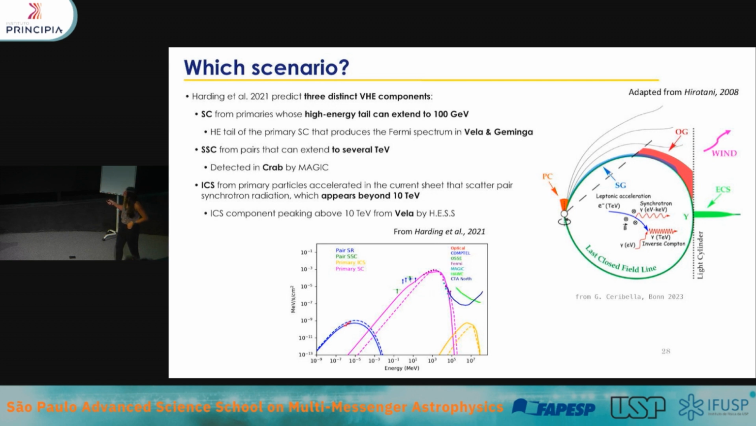Then in the case of Crab, they claim that the TeV emission that we measure is actually synchrotron self-Compton. So when you have synchrotron emission, and these photons then interact with another electron and are upscattered via inverse Compton. And then they claim that at more than 10 TeV, you could also have some inverse Compton on the primary particles, and this would explain, for example, this Vela emission that in principle was detected at a few TeV that we showed in that conference. So you see, three pulsars have given us a lot of information, but still there is a lot that we need to understand from them.